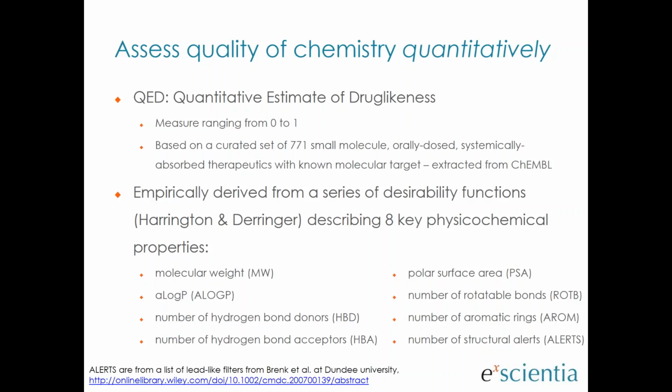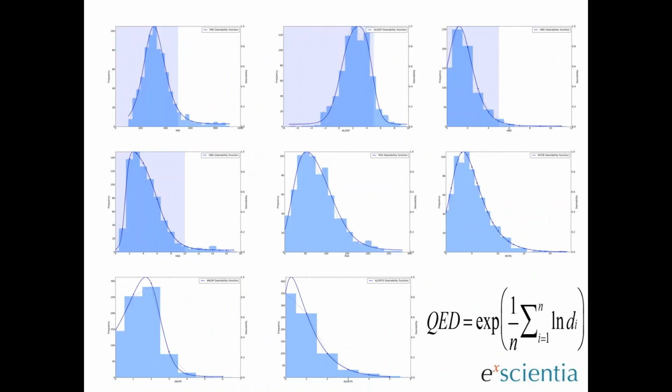And then all those drugs were represented with physical-chemical properties that are well known: molecular weight, logP, number of hydrogen bond donors, acceptors, polar surface area, number of rotatable bonds, aromatic rings, and a set of structural alerts which are used for lead design, and those alerts came from our collaborators at Dundee University. So all those features are known and can be represented. Then how do we get this value between 0 and 1?